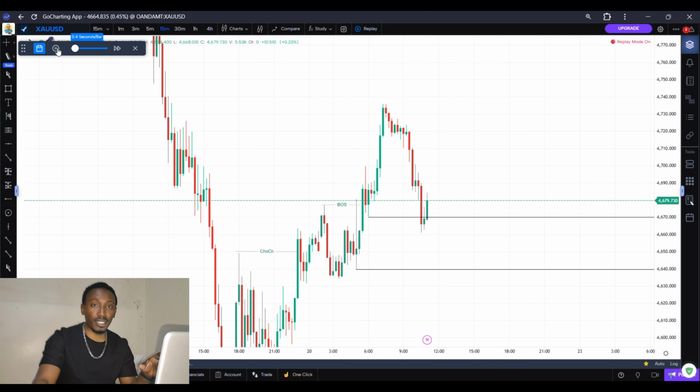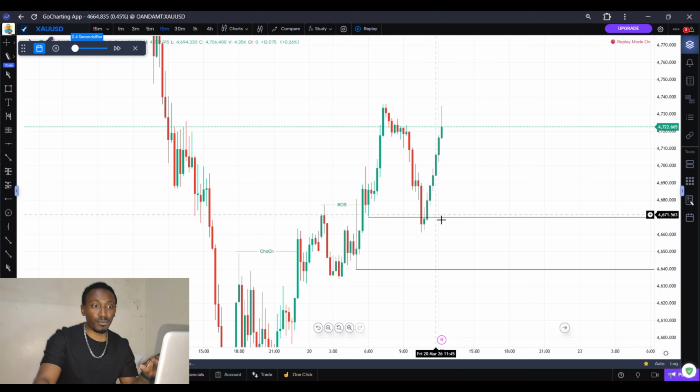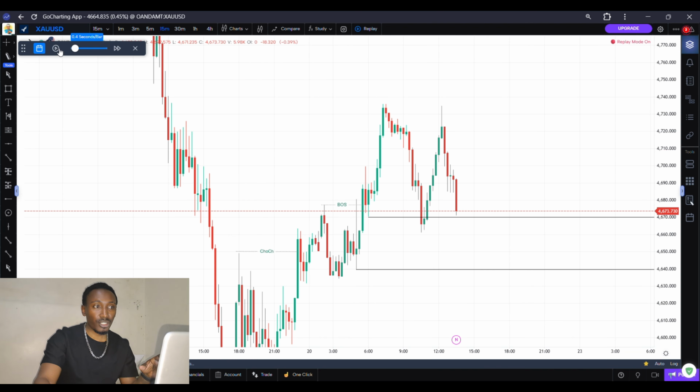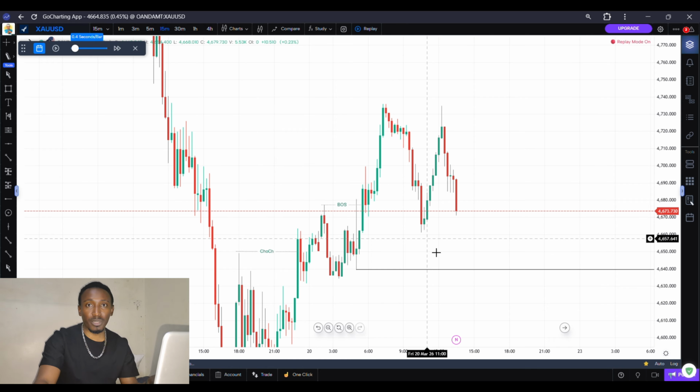So I ignored that until price came to my second. This zone became invalid for me. I couldn't take any trade on this, so I deleted it. So what else am I waiting for? For price to come back here, or to break this high on the 15-minute time frame, then mark this out also as our liquidity zone and wait for price to come here.